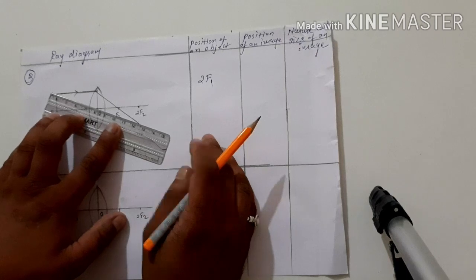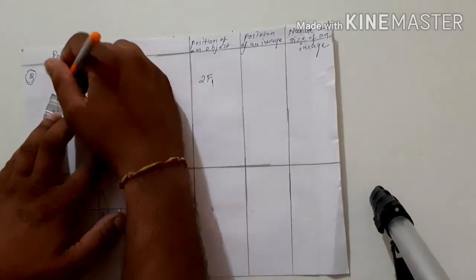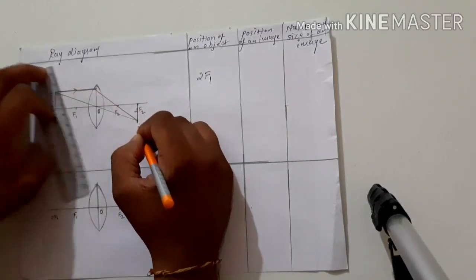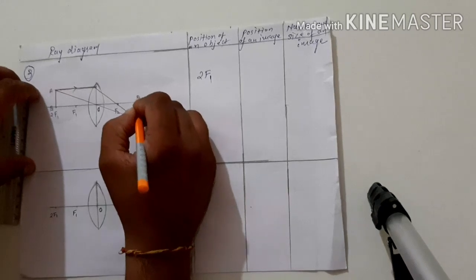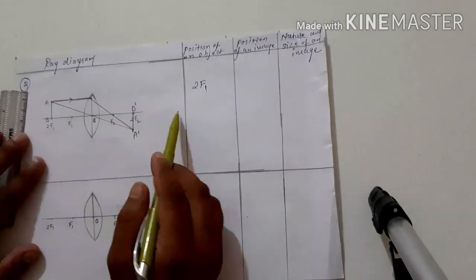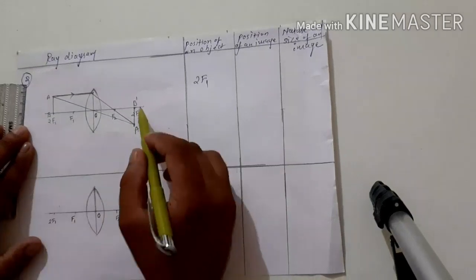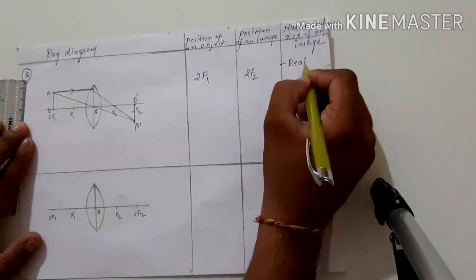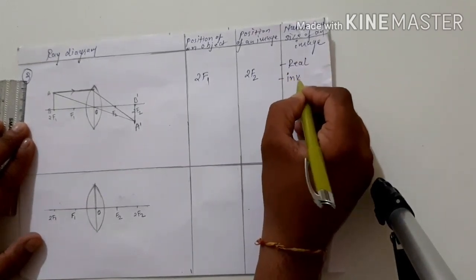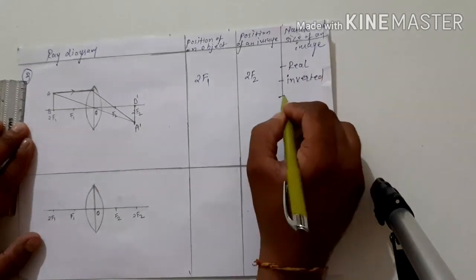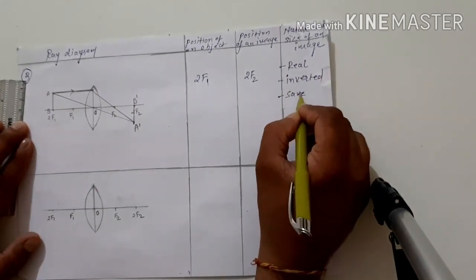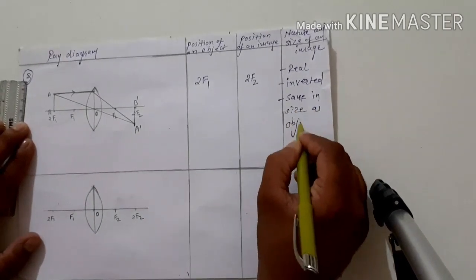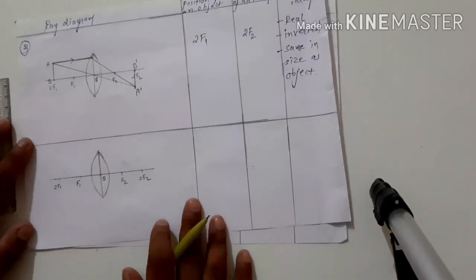Then the ray passing through the optical center O. Where they intersect, at that point we will place the image. Here we get A dash, B dash. The position of the object is 2F1, so the image will be at 2F2. How is the image? It will be real, inverted, and the same in size. So the object size and the image size will be the same.